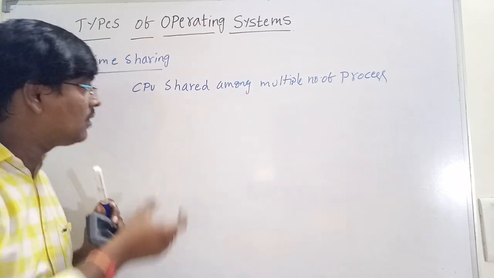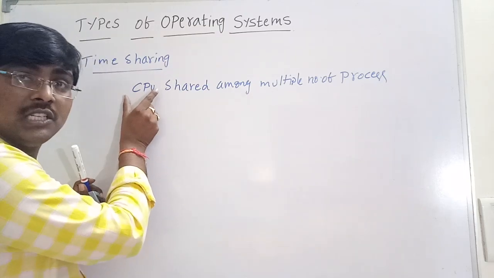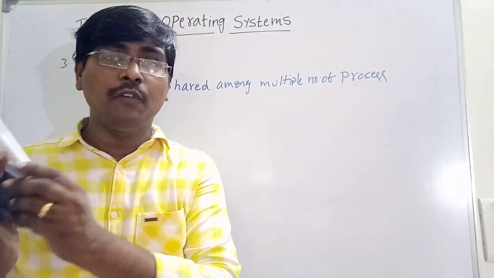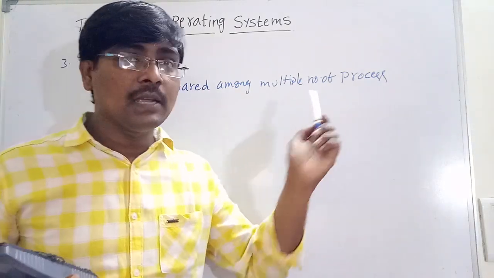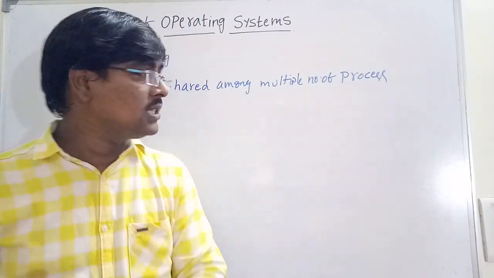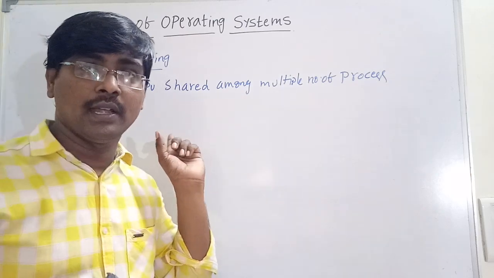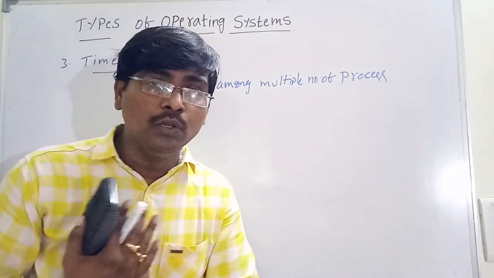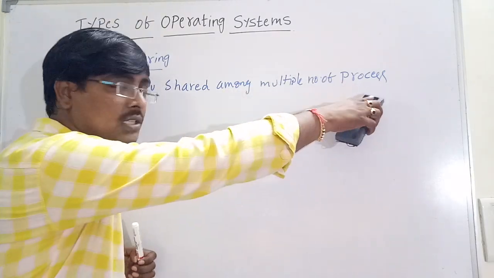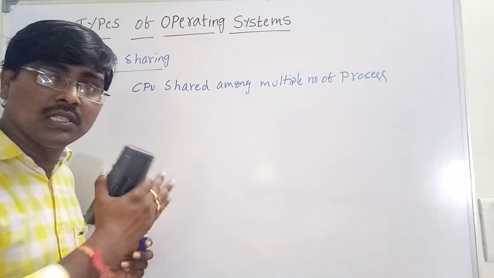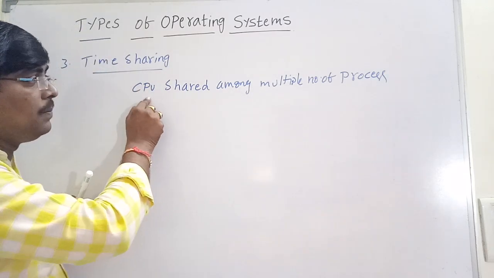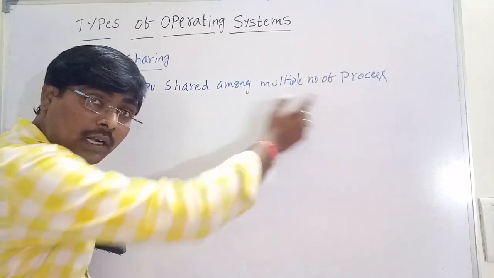What is the meaning of this? The time of the CPU is shared. That is, different processes at different terminals can work simultaneously. We have different users at different terminals who can use the CPU at a time, simultaneously. That is, execution of all the processes is done smoothly. In simple terms, the time of the CPU is shared among different processes.